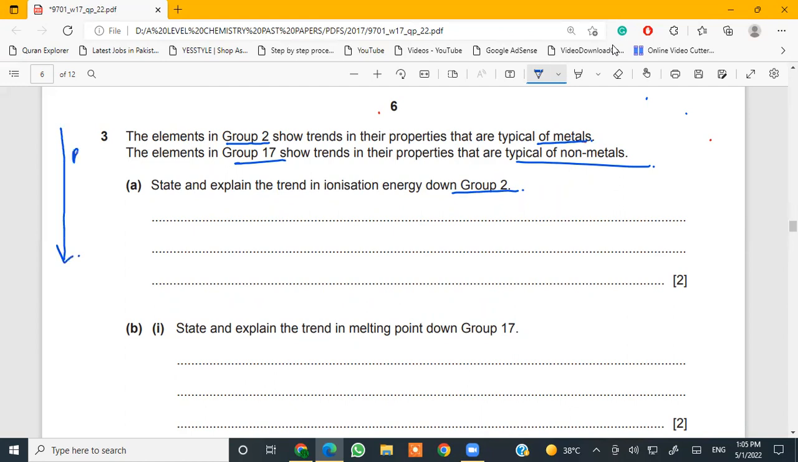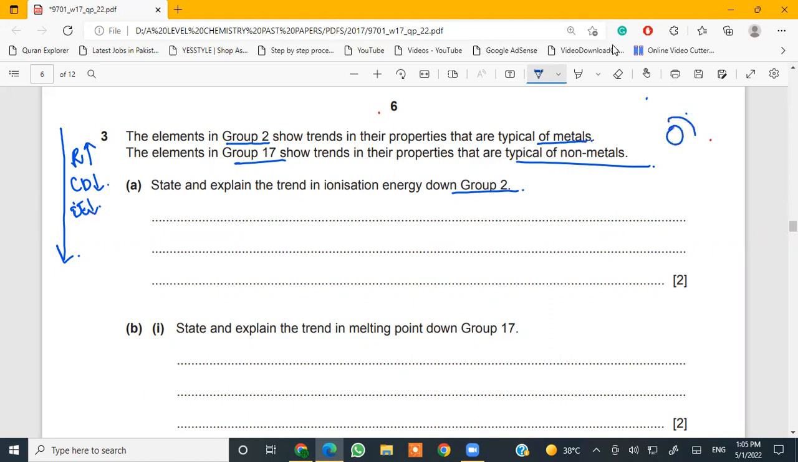Going down the group, you know the radius is increasing and charge density will decrease. If the radius is increasing and charge density is decreasing, then obviously the energy needed to remove the outer shell electron will also decrease, because the outer shell electrons become less tightly attracted to the nucleus, and as a result the ionization energy will fall or decrease. We've done this in class as well.